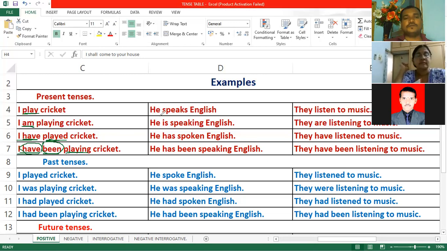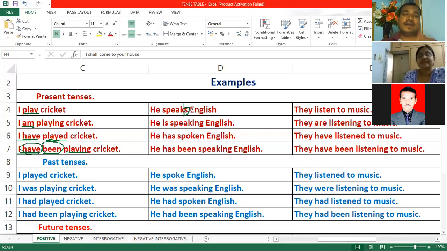Now, come to the second example. He speaks English. So generally, what is the base verb? The base verb is speak. But we are talking about the third person singular in the present tense, that is why we added s. As per the he-does rule, we can say he does speak English. So he speaks English in the sense he does speak.